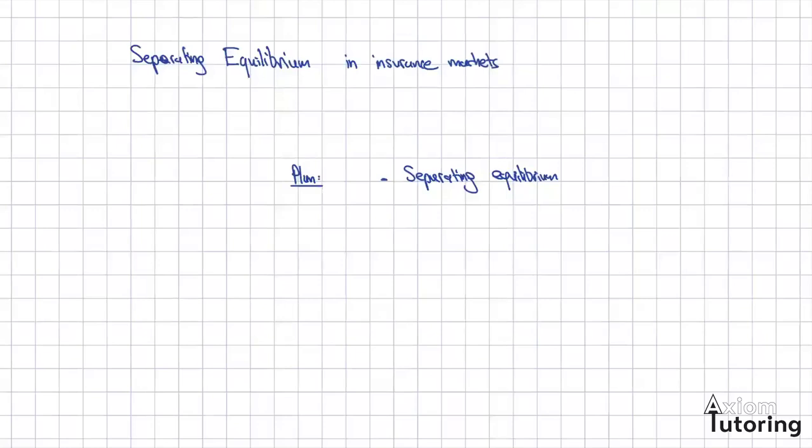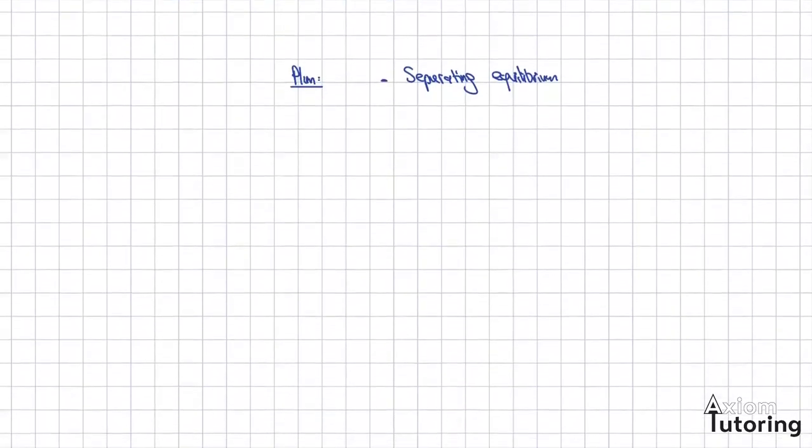Welcome back. In this video, I want to talk about separating equilibrium in insurance market. So we would like to focus on this first, defining what is a separating equilibrium. So we have two types introduced in a very specific way, where the only difference in the types is the probability of loss.